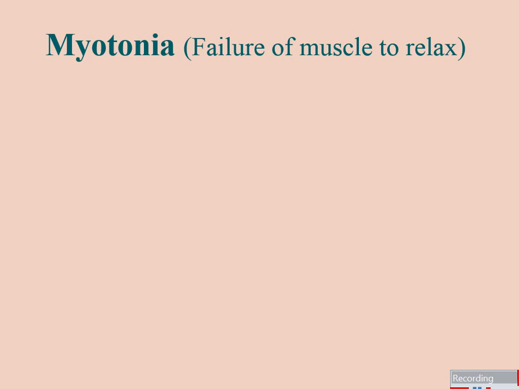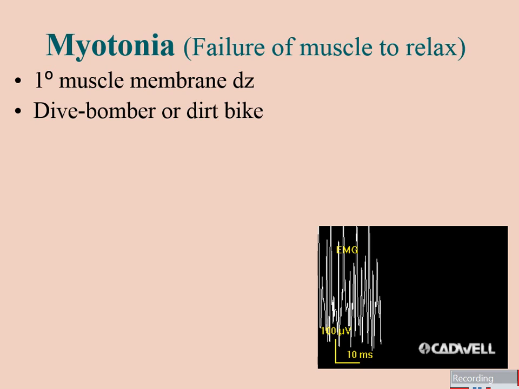Another form of spontaneous activity that we can see is myotonia. And myotonia is a failure of the muscle membrane to relax. We'll talk more about why this happens with chloride channels in the muscle disease section. But when you get a contraction of the muscle, it can't relax because the chloride-mediated repolarization of the muscle membrane isn't functioning like it should. And so these are usually primary muscle membrane disease kind of discharges. They sound like a dirt bike or a dive bomber. Dive bombers are the typical way that they're described.